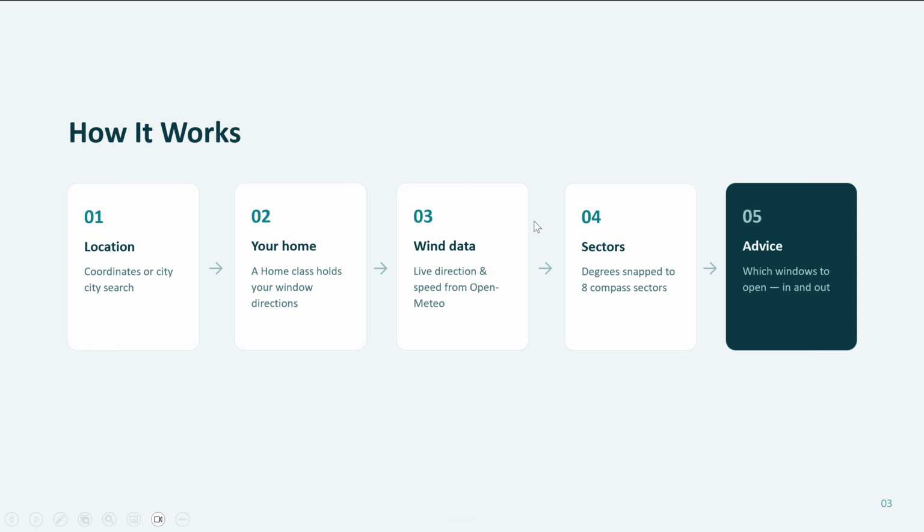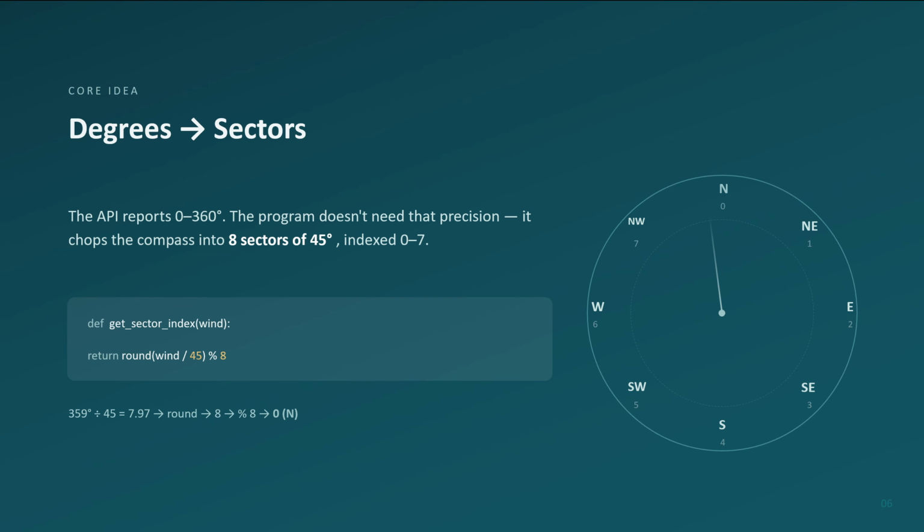How it does this: first, it gathers your location, either by searching by city or the coordinates of your location. Then you give it your home layout windows. So north facing windows, south facing windows, whatever you have, you enter the data. Then it fetches the wind data for your location and converts all this data into sectors, so the wind direction and the location of your windows. Then it calculates all of this and gives you advice based on those calculations.